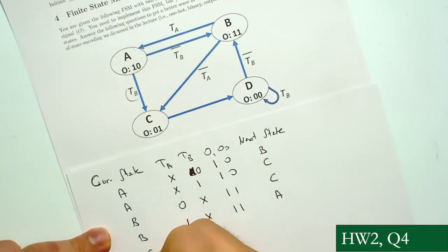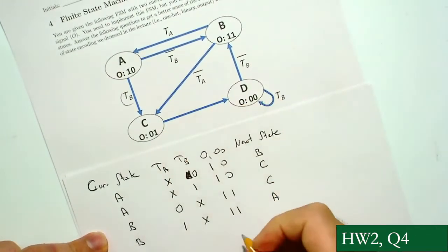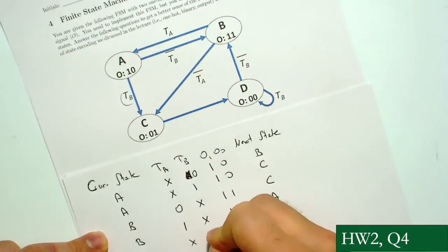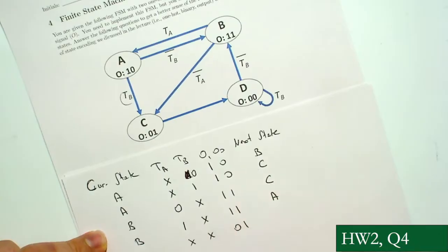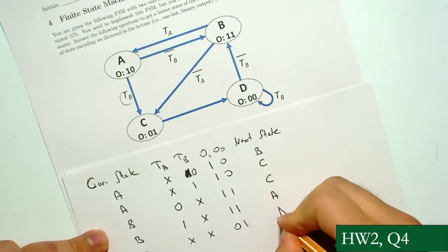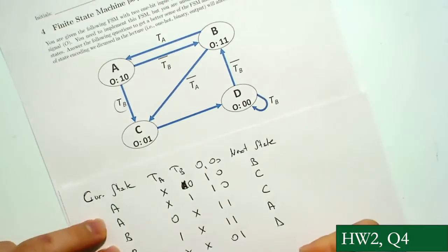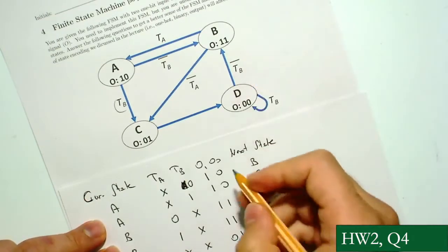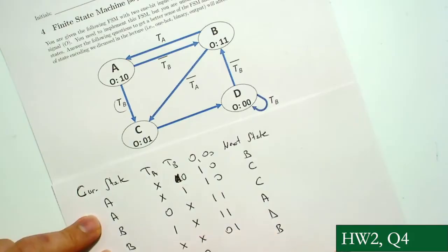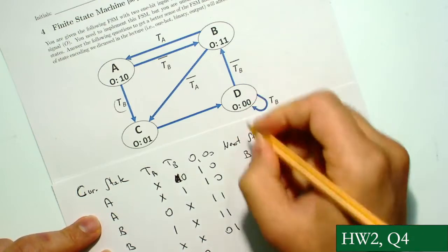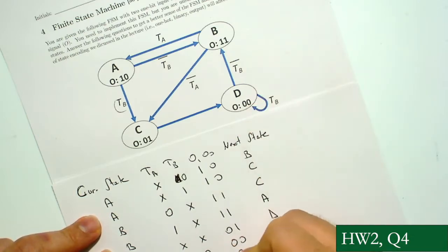For C, no matter what, I'll visit D, so these TAs and TBs are don't cares, and the output will be 0, 1, and the next state will be D. For D, if I have 0 for TB and don't care for TA, then I'll visit B, and if I have 1 when I'm in D, then I'll visit D again, and the output will be 0, 0, and 0, 0.